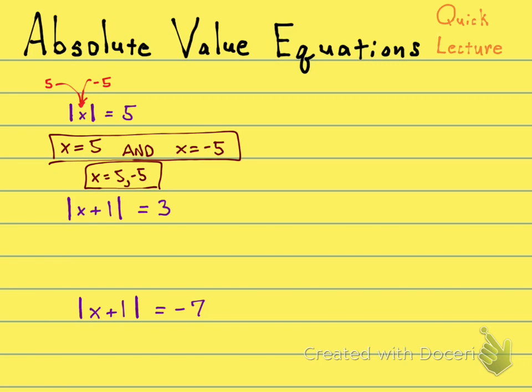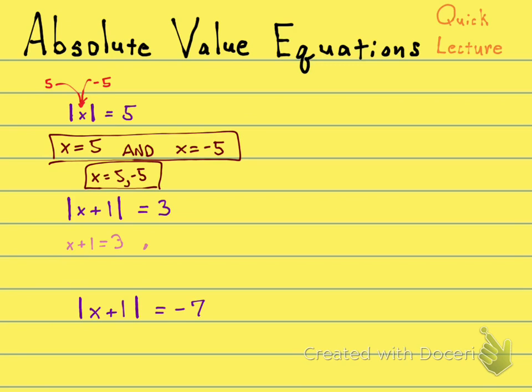All right, so let's see this example here. Absolute value of x plus 1 equals 3. Let's go for pink. To solve this, the first thing we do is write down what we see without the absolute value bars. x plus 1 equals 3.